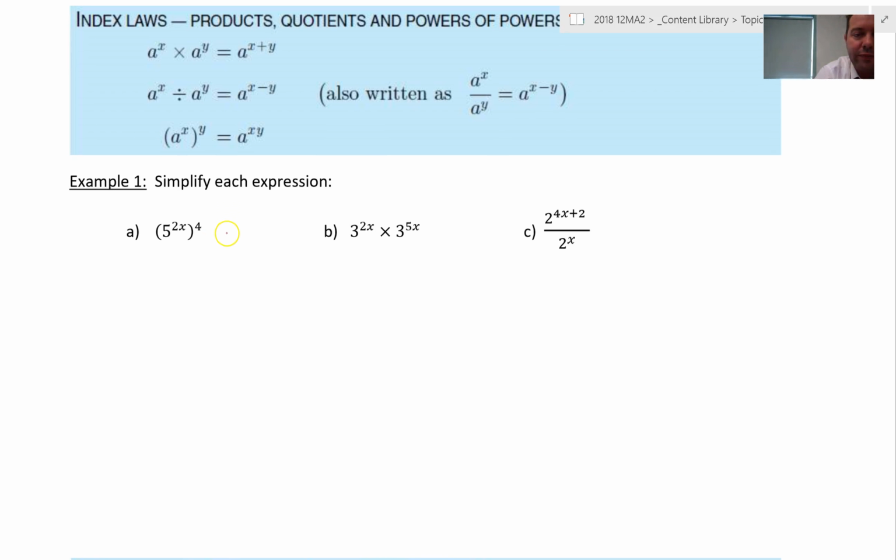So here, this doesn't have a coefficient, or it has a coefficient of 1, so I don't need to raise that to the power of 4. It's 5 to the 2x times 4, 5 to the 8x.